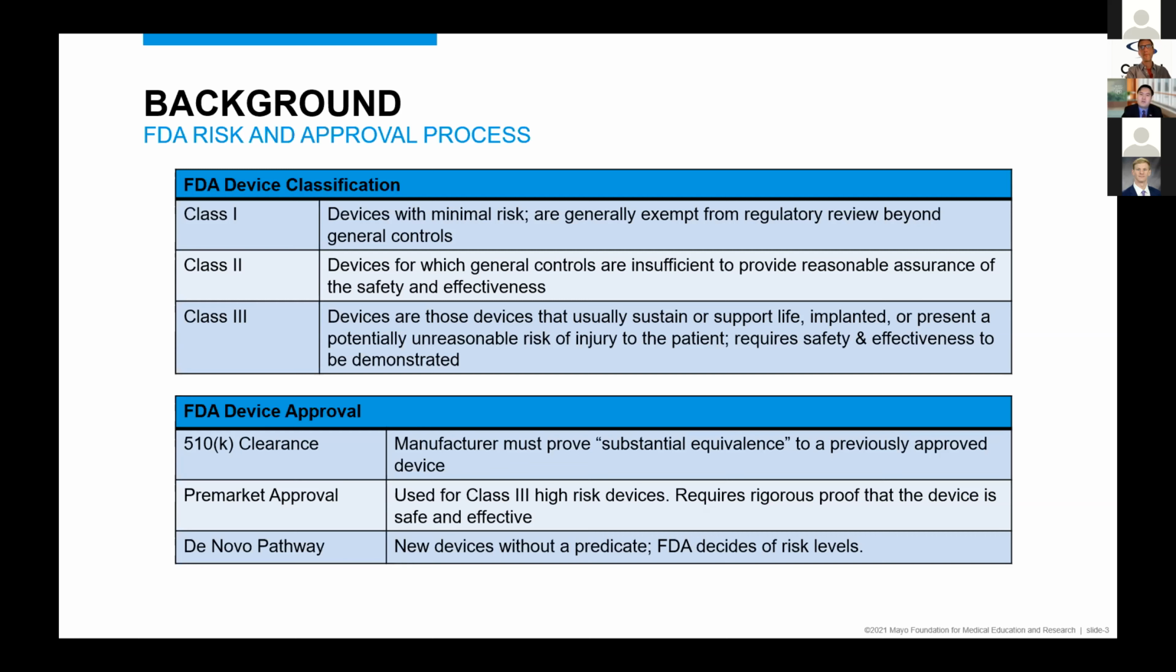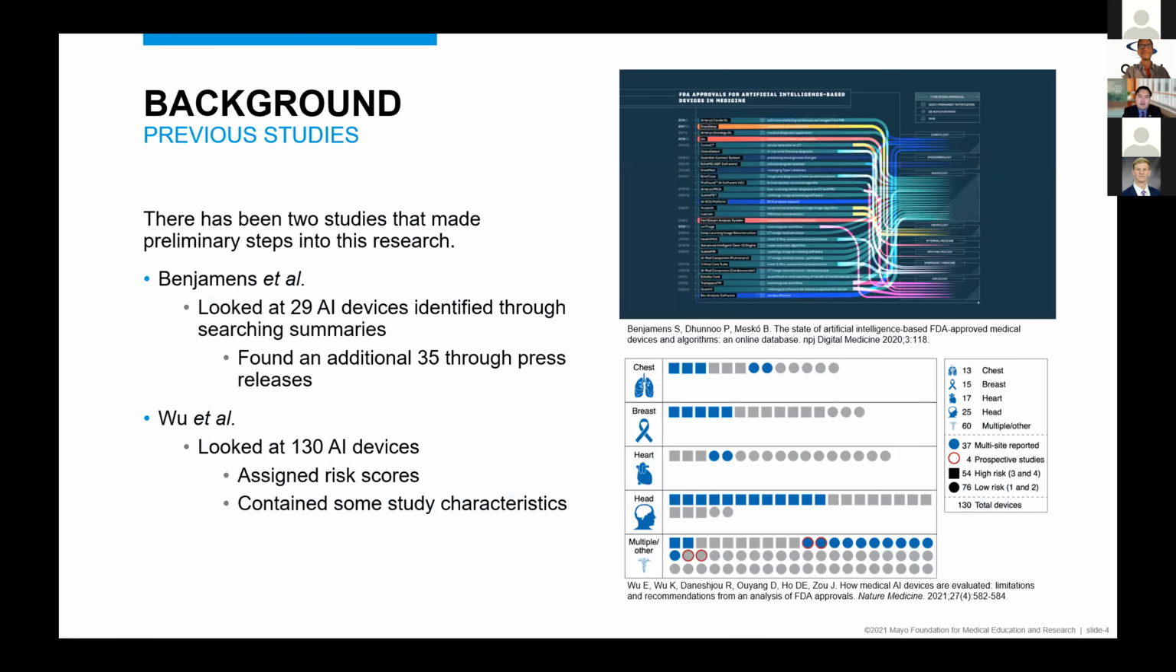Therefore, it is important to know what are these standards that are used to approve these devices in the first place, which is what this project focuses on. And one of the biggest hurdles to study topics related to this is that there's not a standard data set of known AI devices that the FDA has already approved. And so one of the key components to study this project properly is that we needed to create our own.